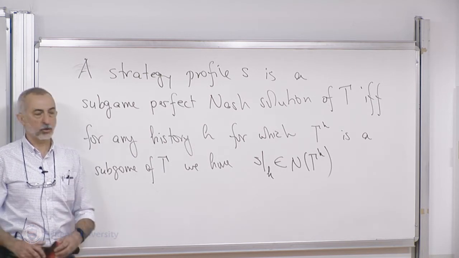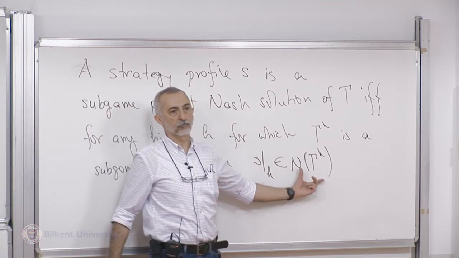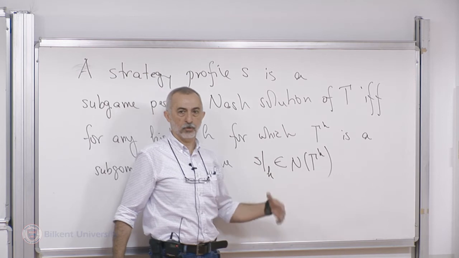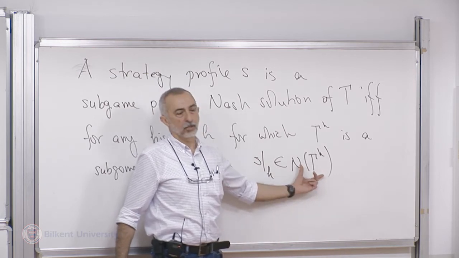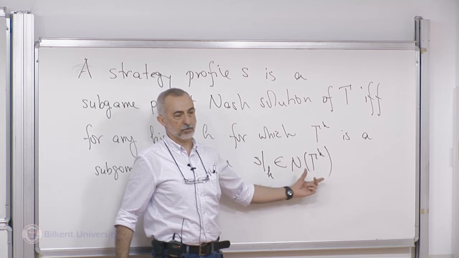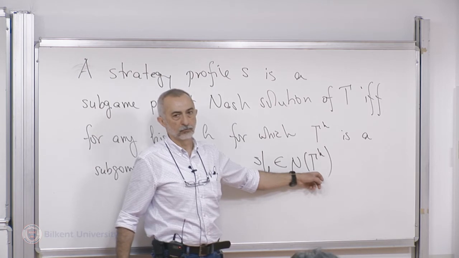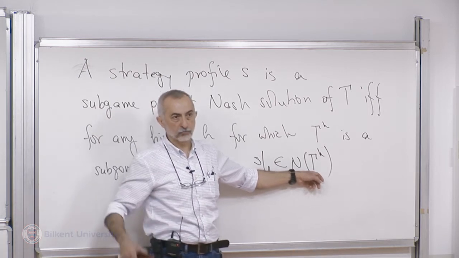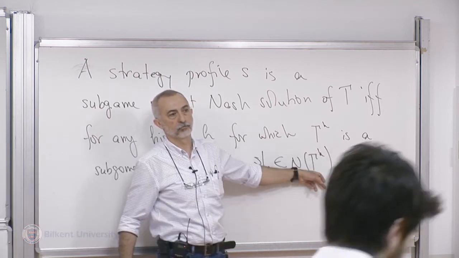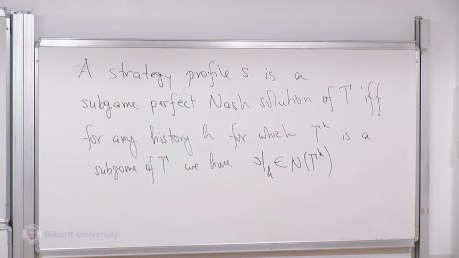So essentially, we're looking at the Nash solutions of every subgame. So we're requiring agents to behave rationally at every subgame of the game gamma. Not just on the overall game, but at every subgame. Okay? So let's do some examples.